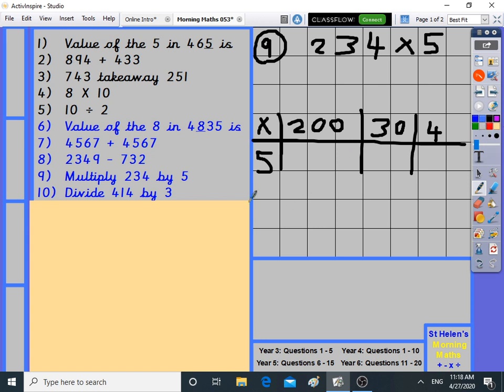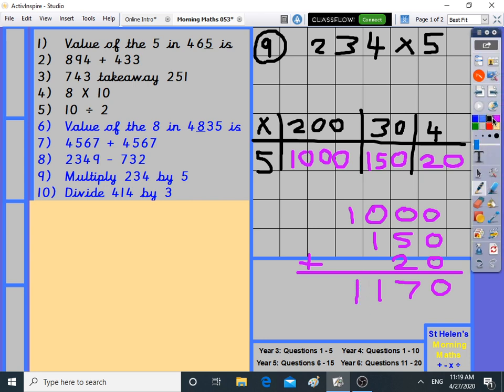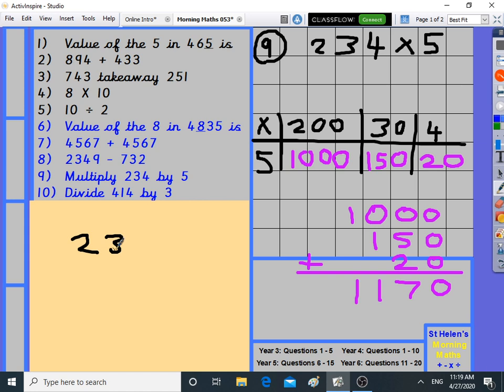I feel like doing the next bit in purple. 5 times 2 is 10. Place these 2 zeros. Next section, 5 times 3, 5, 10, 15, that's 15. Place this 0. And at the end, 5 times 4 is 20. 5, 10, 15, 20. We have 3 answers which we need to add up. You might add them up in your head, but to be extra careful, I'm going to add them up with column addition. We made 3 answers, but we need to add them up to get a final answer. 1,170.